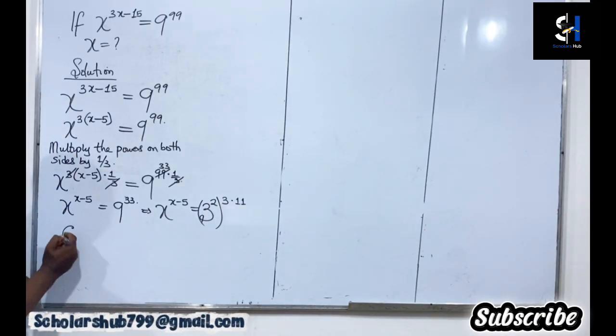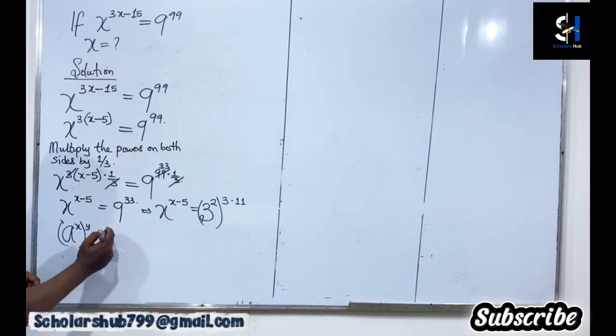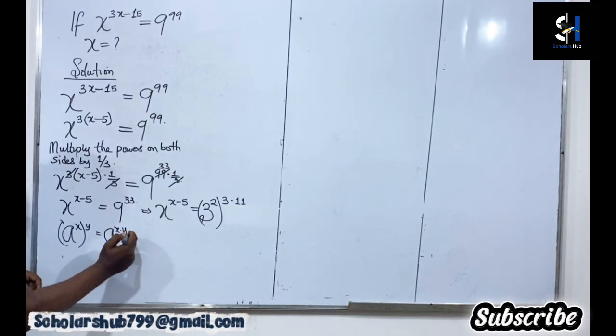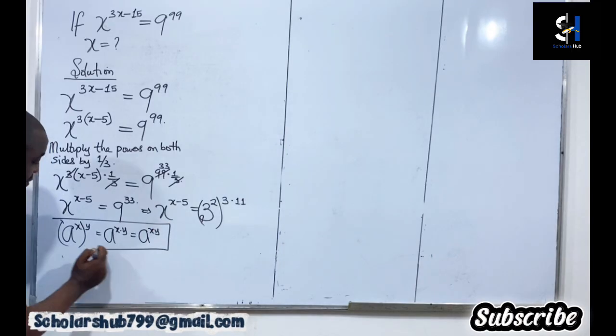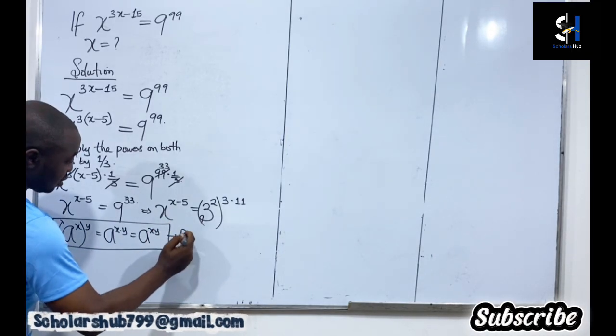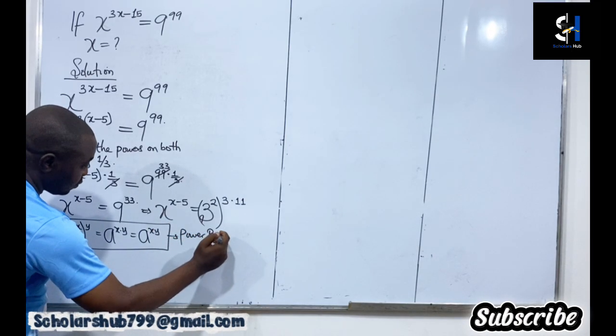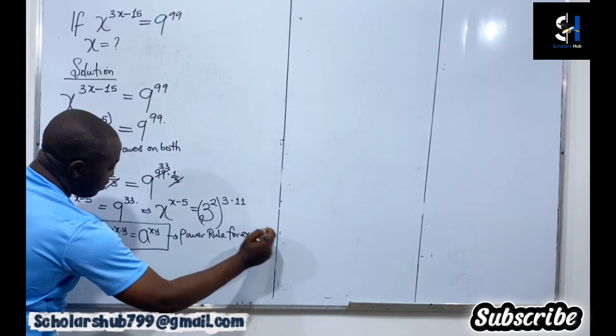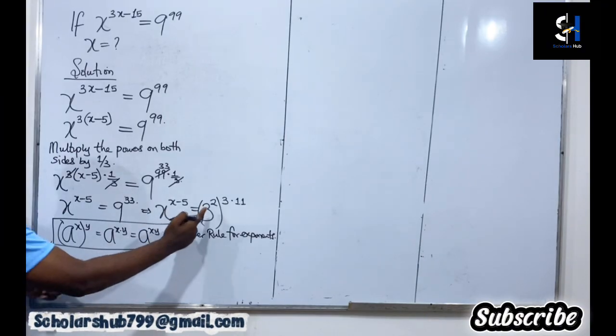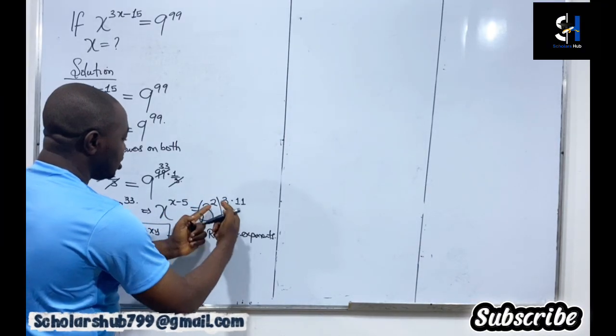Because if we use what we call the power rule for exponents, we have a raised to the x, raised to the y. This will be a raised to the x times y, which is a raised to the xy. This is the power rule for exponents. So I'll do that in this case. I'm going to bring this here and take this out.